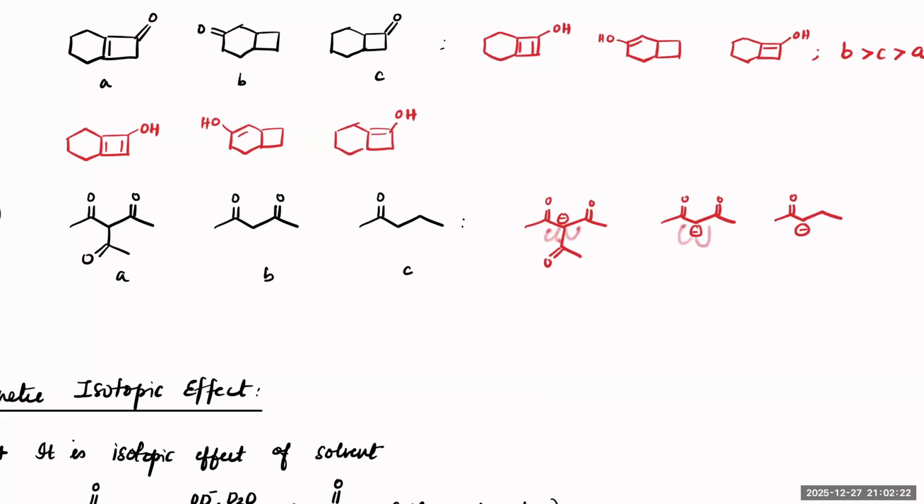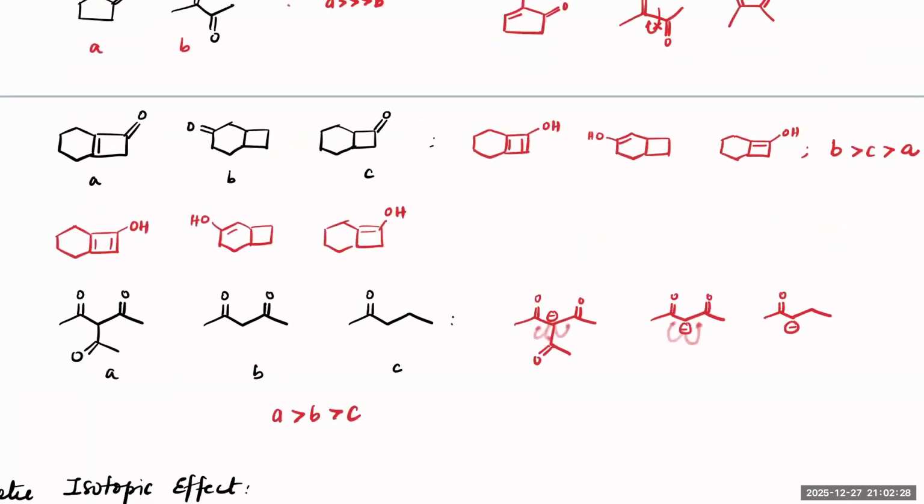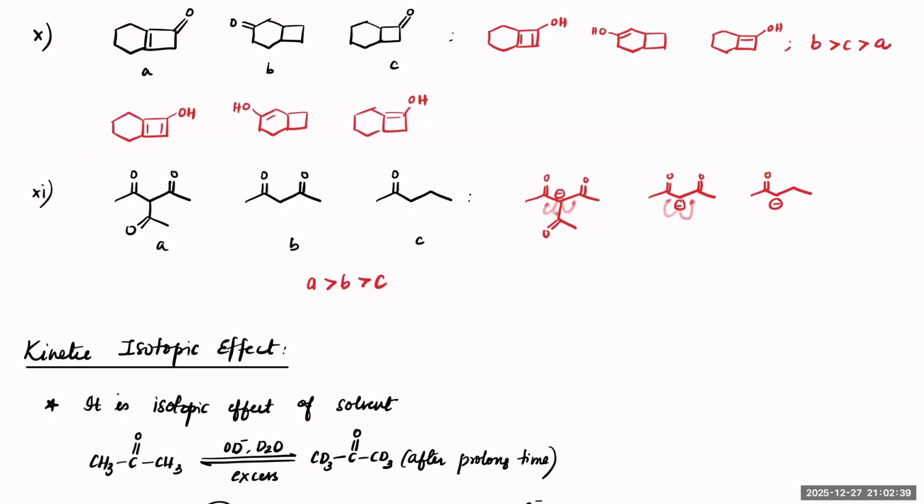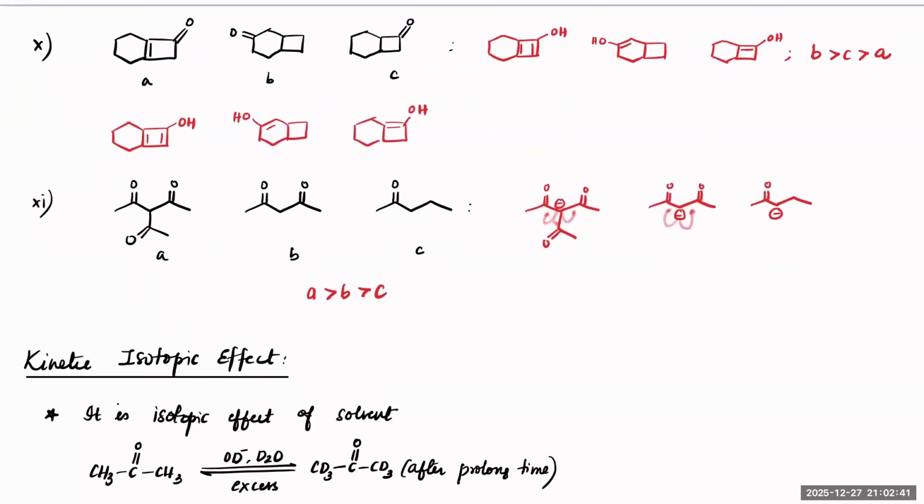Here, extended conjugation in two directions. Here there is no extended conjugation. Hence, A is greater than B is greater than C. Okay. So I hope all of you got an idea how to check out the tautomerism part here.